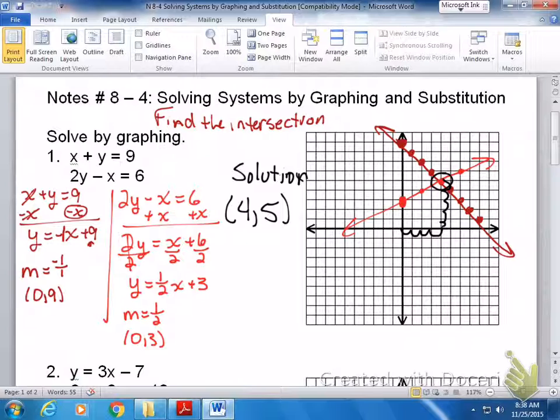Now remember, we can check our solutions. We can plug them back into our equations and make sure they work. It's probably good practice to do that. Like if I plugged them back in here, it'd be 4 plus 5. Well, 4 plus 5 does equal 9, so we're good. So hopefully that's a good little refresher. Let's look at the next one.